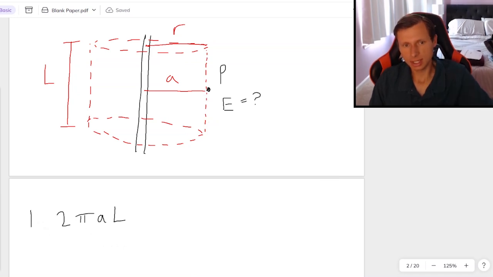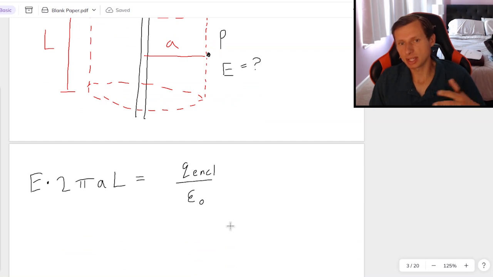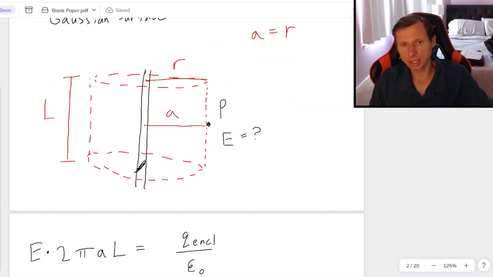So E times area equals charge enclosed over epsilon naught. Since epsilon naught is a constant, that means all I need to do is find charge enclosed, Q enclosed, and we're basically done with the problem. What does charge enclosed mean? It's literally the charge from the line inside of my cylinder. Remember what I said a minute ago, the charge in the line is infinite.